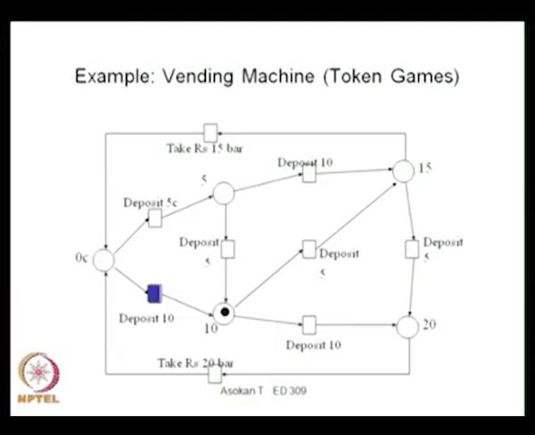Now you have another option of 10, then 5, and then taking the 15 rupees snack, as you can see here. So the 15 rupees bar is taken and the token has come back to 0. The third option is you have a 5 rupees deposit, then another 10 rupees deposit, and then 15, and then deposit another 5 and take a 20 rupees snack and go to the next one. So these are the ways you can represent the various transactions using Petri nets.